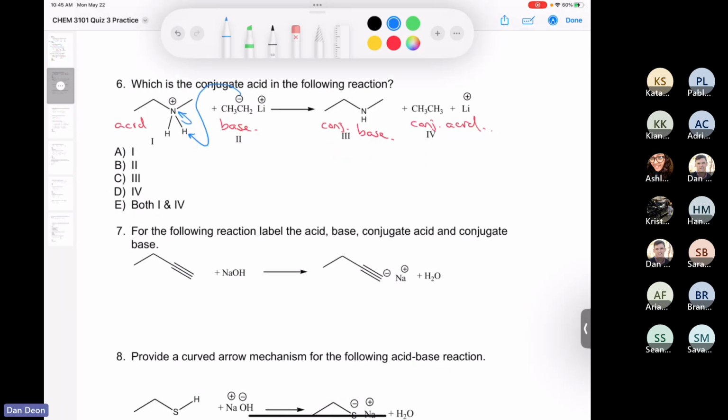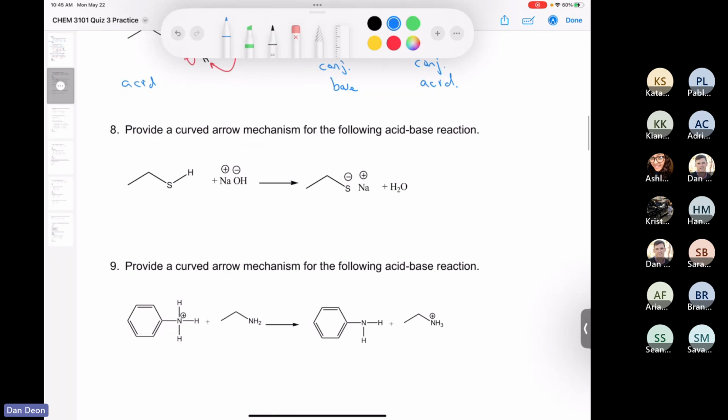Let's move on to the next one. So label the acid, base, conjugate acid, and conjugate base. Well, we have an sp hybridized carbon with a hydrogen attached to it. And then we have the hydroxide ion. I'm going to redraw that. And so that's going to rip the proton off of the alkyne. And so we end up with a lone pair here. So that means that the alkyne would be our acid. The hydroxide would be our base. This would be our conjugate base. And this would be our conjugate acid.